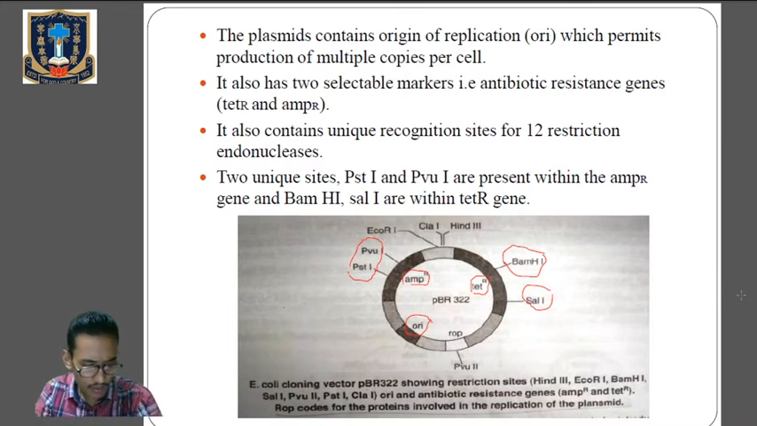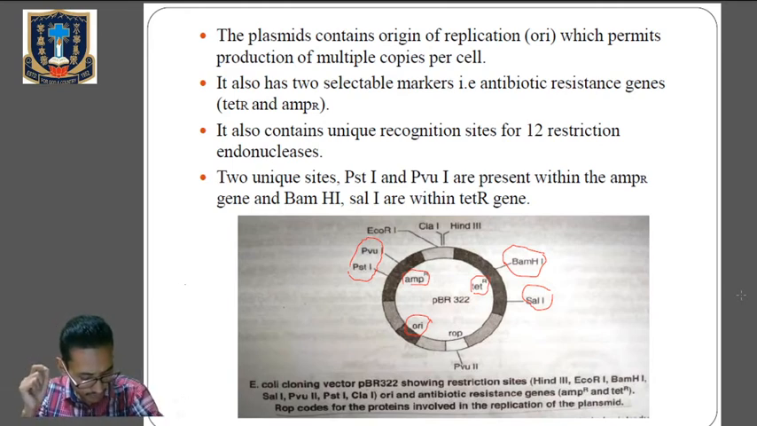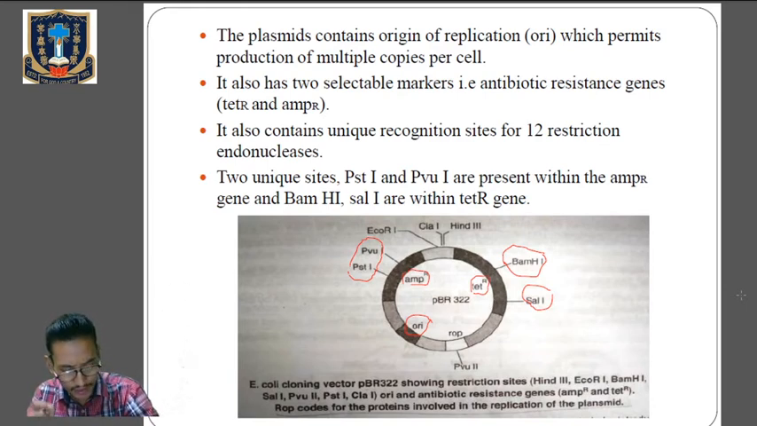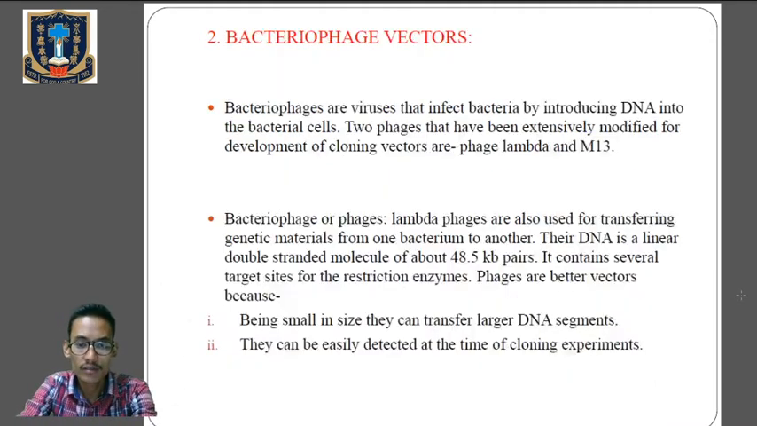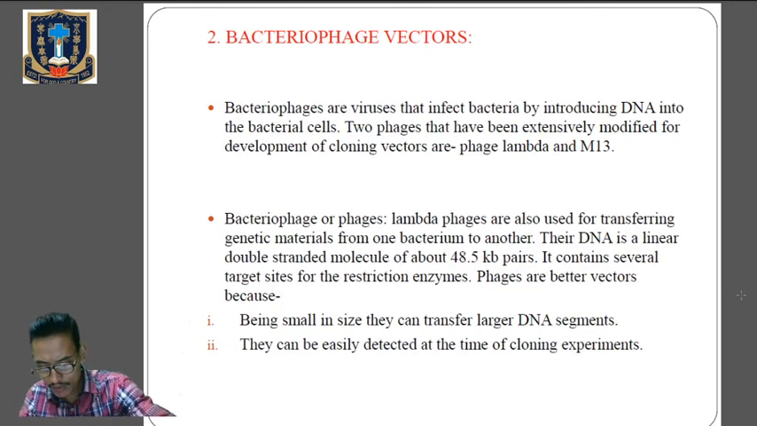And this diagram you can see on page number 586. Alright, page number 586. You can see the figure over there. You can see the vector PBR322. So kindly go with the figure. Alright. So this is the first vector. Now we will learn about the second vector.